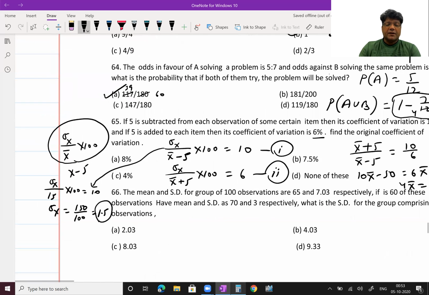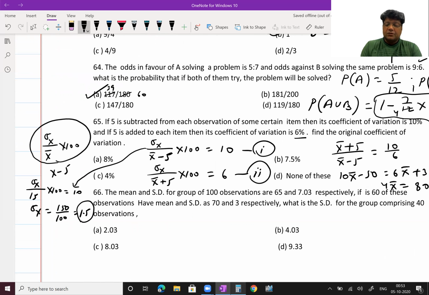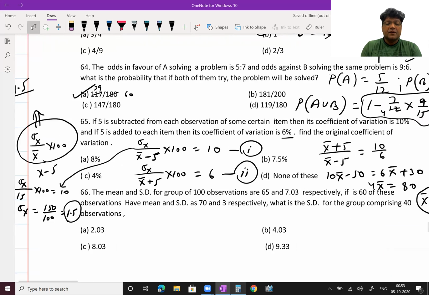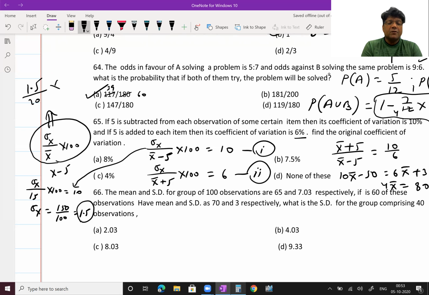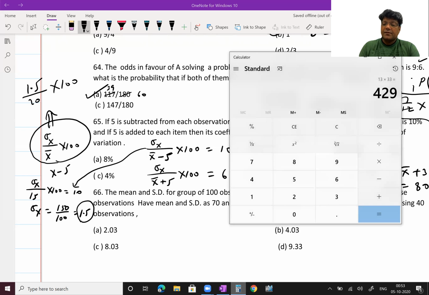Now from here we can get the original. So this original will be sigma x, which is 1.5, divided by x bar. How much have we got here? 20, into 100. This is the original. So it is coming 15 by 20. And 15 by 20 means 15 divided by 20 is equal to 0.75. 0.75.